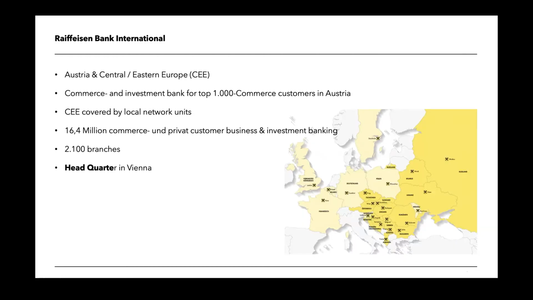Raiffeisen Bank International. We are a commerce and investment bank for top 1000 commerce customers in Austria. We have around 1100 branches and the headquarters is in Vienna.